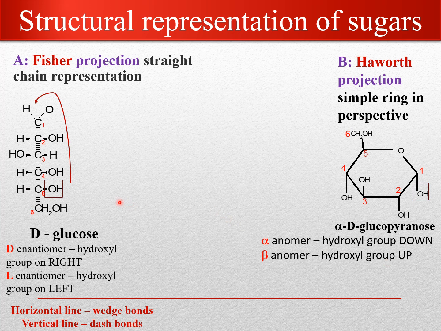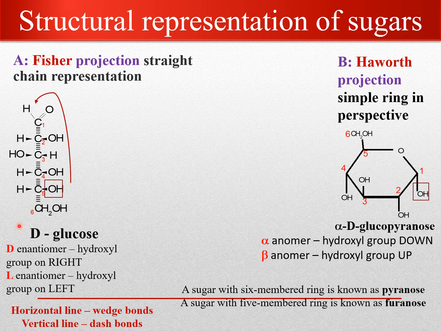When it gets connected at C5 to C1, two possibilities can take place. One is alpha anomer or beta anomer. Shown in the diagram here is the alpha anomer because the OH is downwards. And for the beta anomer, the OH will be upwards. So whichever projection depends on how the connection takes place between C5 and C1.